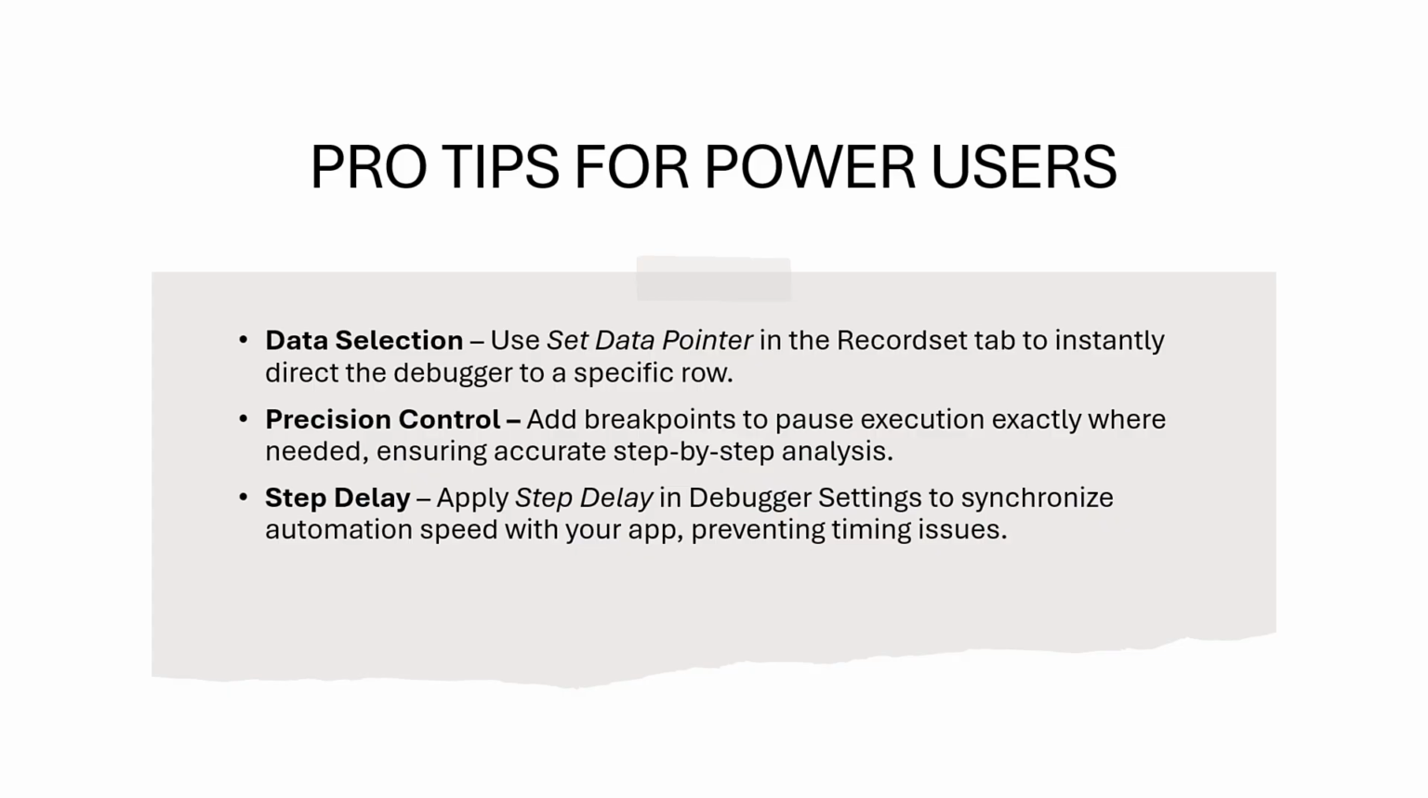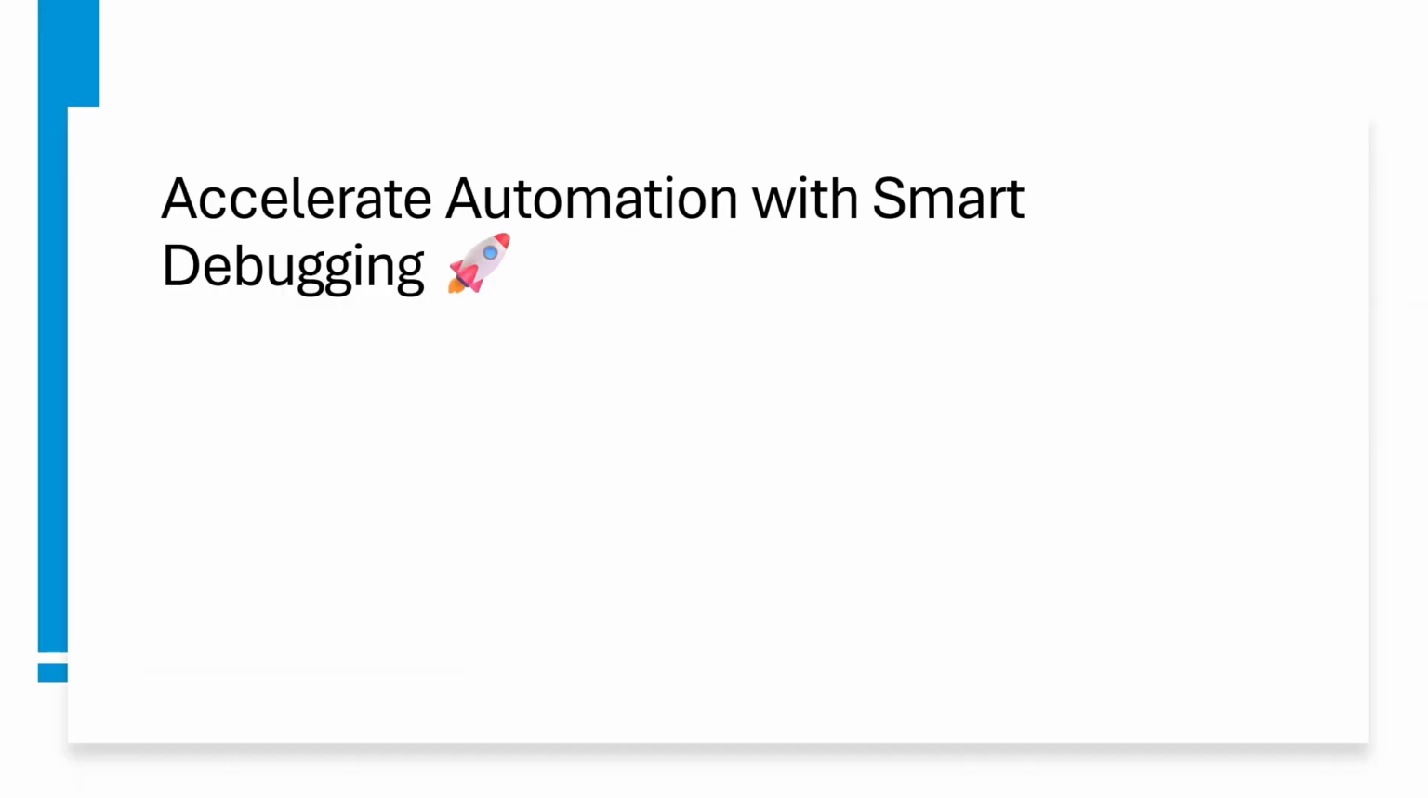Step delay: if your app is slower than your automation steps, add a step delay from the debugger settings. This fixes timing issues during debugging without changing your process steps.